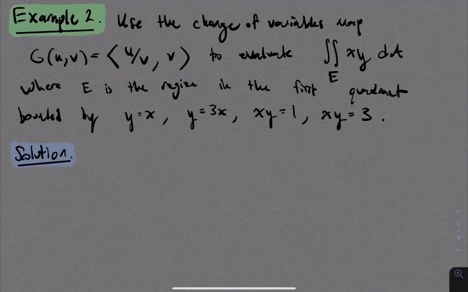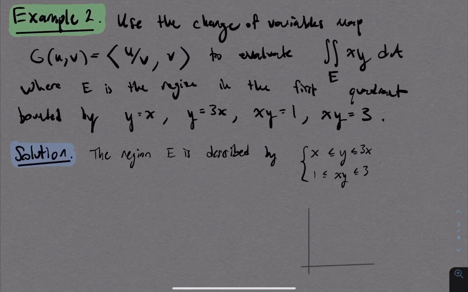Okay, so as usual, let me start off by sketching a picture of the region that we care about. So on the one hand, we have 2 lines, y equals x, y equals 3x. Easy enough to sketch. Then on the other hand, these 2 equations, we could think about solving for y here. For example, you would get something like y equals 1 over x. And in the second equation, you'd get y equals 3 over x. What do those look like?